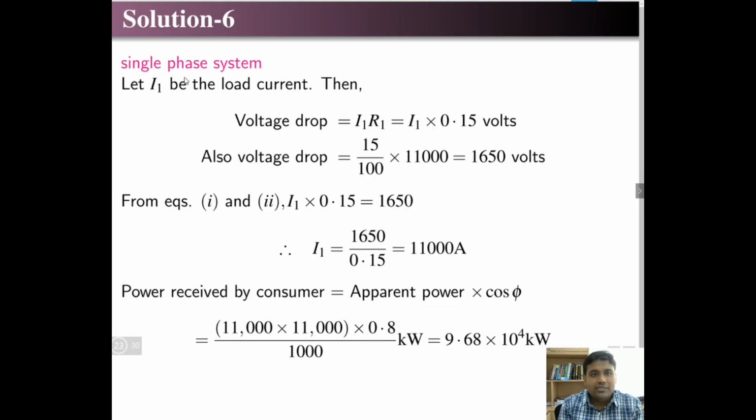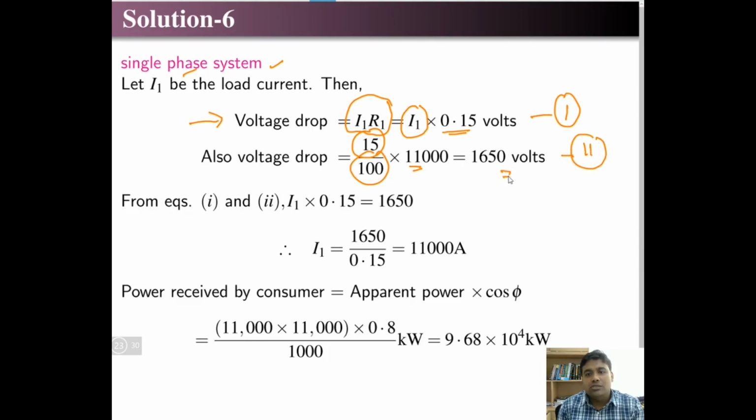First, we will see the single phase system. For the single phase system, the voltage drop is equal to I1 into R1. R1 is given to be 0.15 for the single phase system. Your current you don't know. So consider this to be the first equation. Second, it is also told that there is a 15% voltage drop. So 15 by 100 into the total voltage will give you the second equation as 1650 volts as the voltage drop. So if you equate the voltage drop for the two cases, 1 equal to 2, you basically get a current of 11,000 ampere.